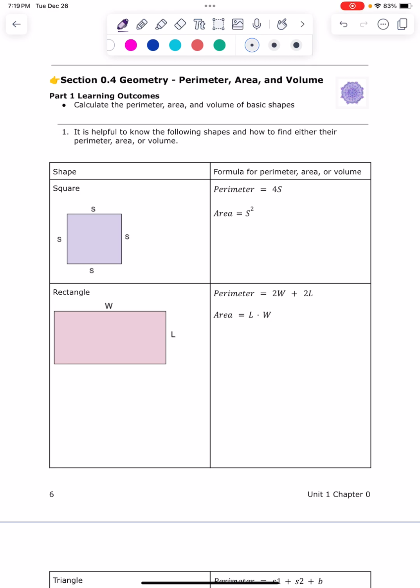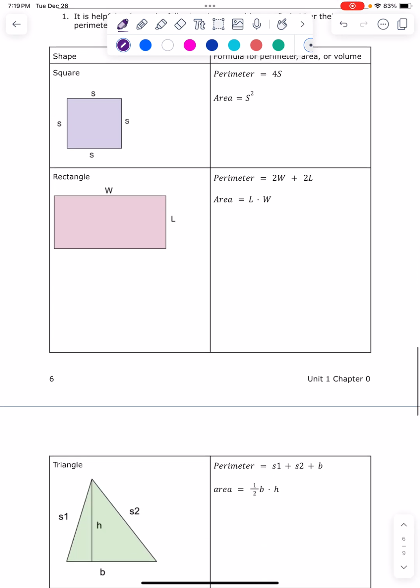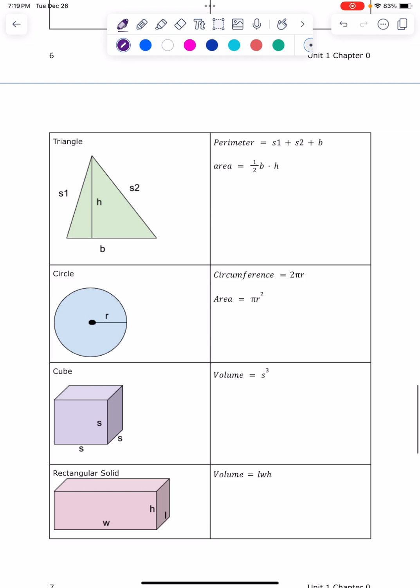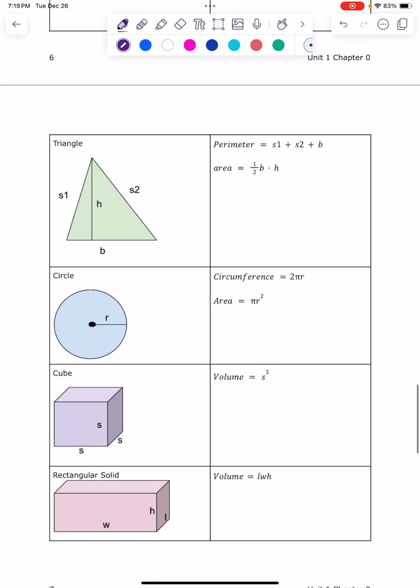Okay, like algebra, there's a little bit of geometry in this class. So it's good to revisit the formulas for finding perimeter and area of a square, rectangle, perimeter and area of a triangle, and circumference and area for a circle, and a little bit of volume stuff. So here are the formulas.